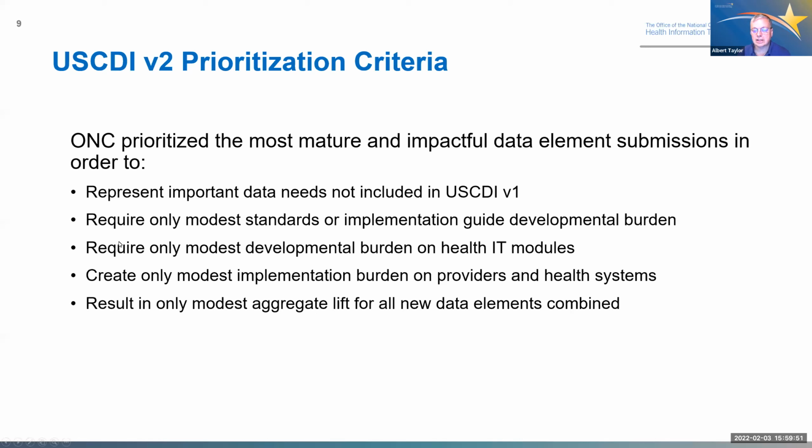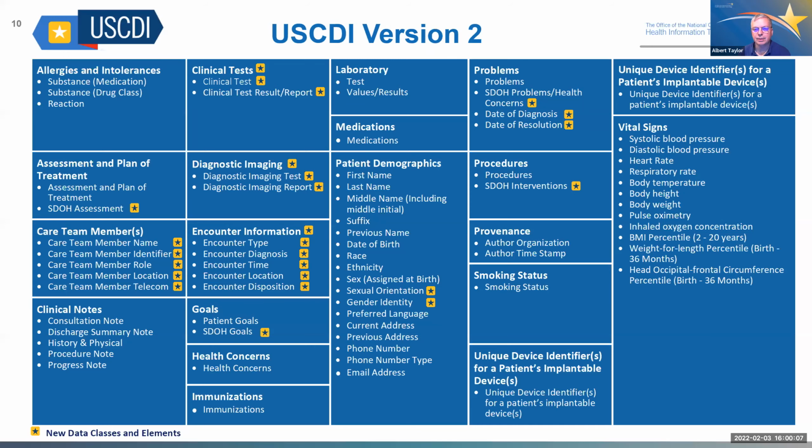Based on that prioritization criteria, like I said, we got over 600 individual submissions. We had over 100 of them that we consider to be the most mature, or this level 2 that we talked about. And amongst the level 2, we picked 22 new data elements for USCDI version 2, which was published in July of last year. It included additional data elements in a number of different data classes, but it also introduced 3 new data classes: clinical tests, diagnostic imaging, and encounter information.